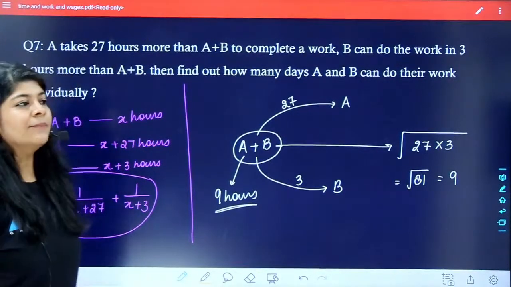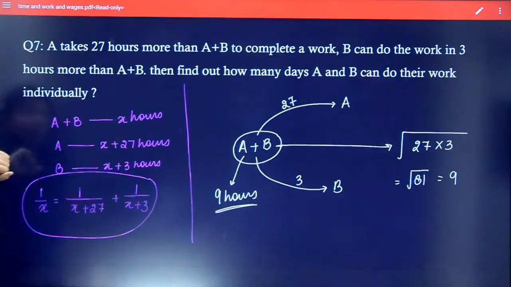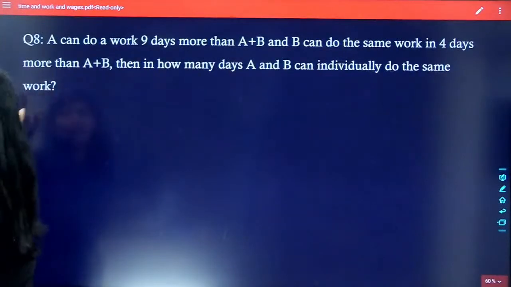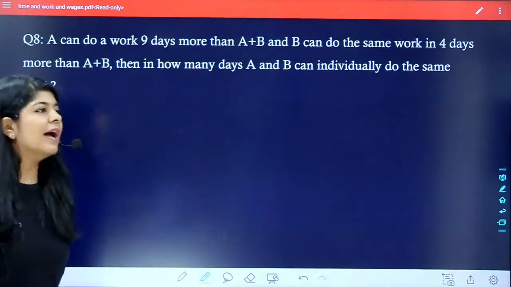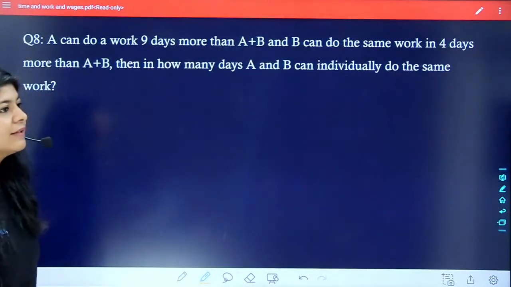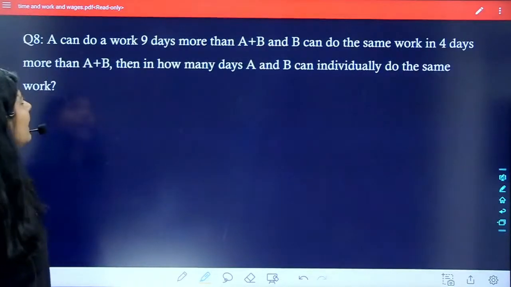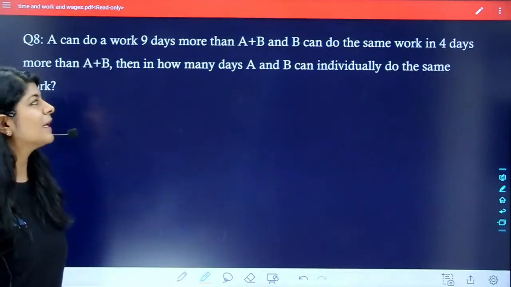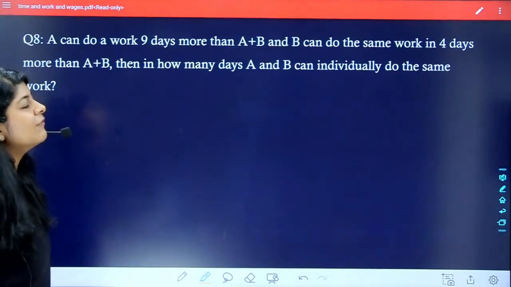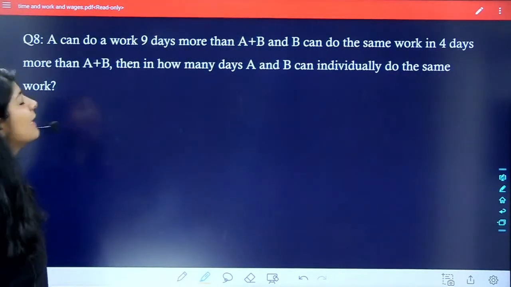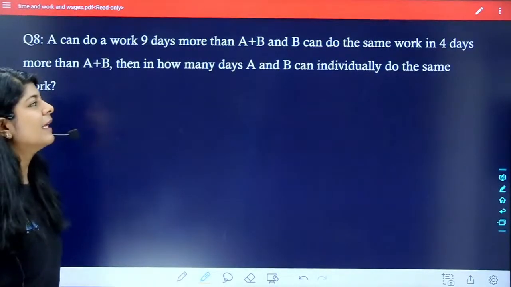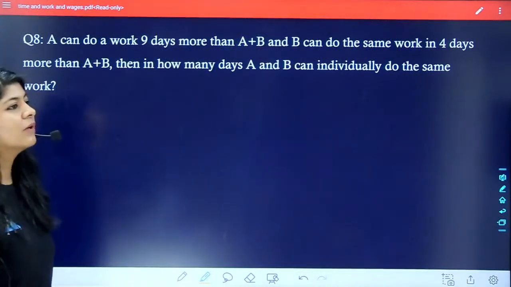Is it clear? If this question is clear, then solve this one. This is an exactly similar question, and in this it is given that A can do a work in 9 days more than A plus B, and B can do the same work in 4 days more than A plus B. Then in how many days can A and B individually do the same work?